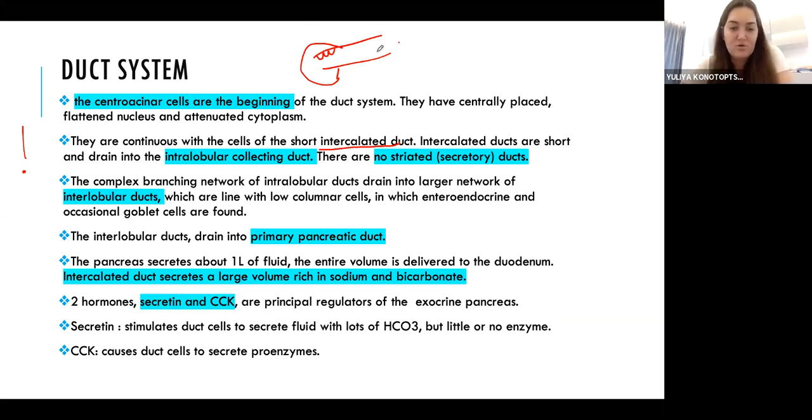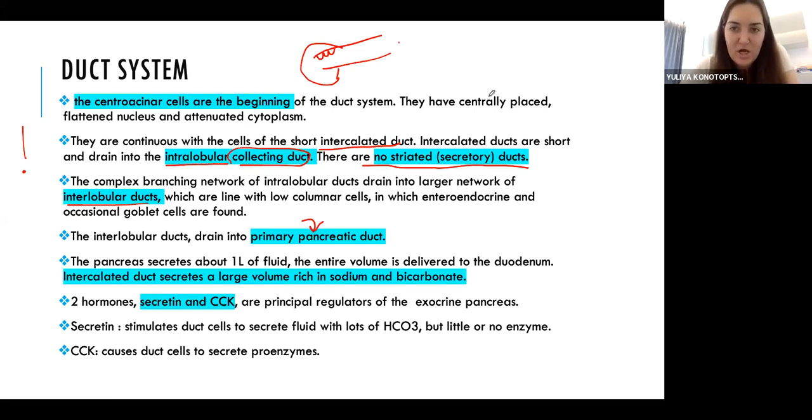What is the next one typically? It's the striated duct, right? So the intercalated duct should continue as a striated duct, but there are no striated ducts in the pancreas. Instead of the striated duct, we have something known as the collecting duct. So the intercalated duct continues as collecting. And not just any collecting: at first intralobular collecting, then interlobular collecting, and only then the excretory pancreatic duct.